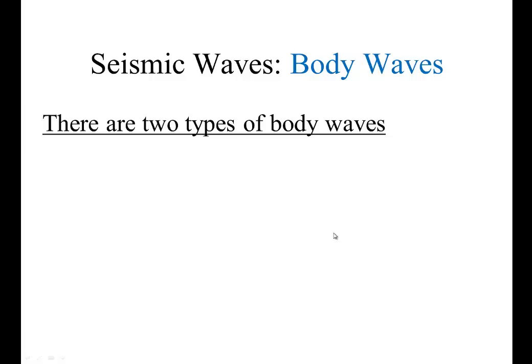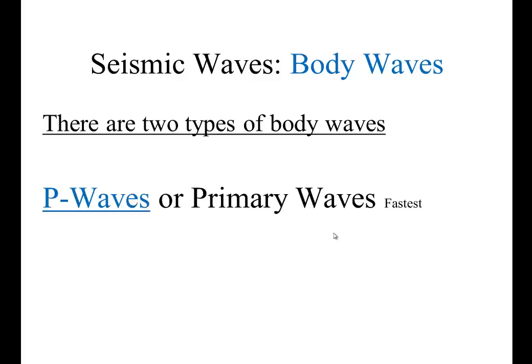There are two different types of seismic waves, body waves and surface waves. The first one we're going to talk about is body waves, because these are the ones we're going to use to actually determine the location of earthquakes, the magnitude of earthquakes, and how much damage it's going to be. And there are two types of body waves. We have primary waves, which are called P waves. They're called primary because they're the first ones to arrive at a location after an earthquake, and that's because they are the fastest waves, traveling at about 6 kilometers per second.